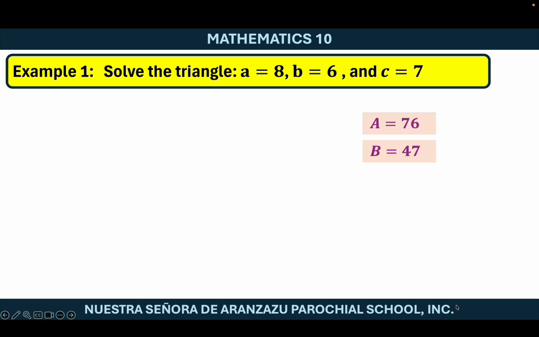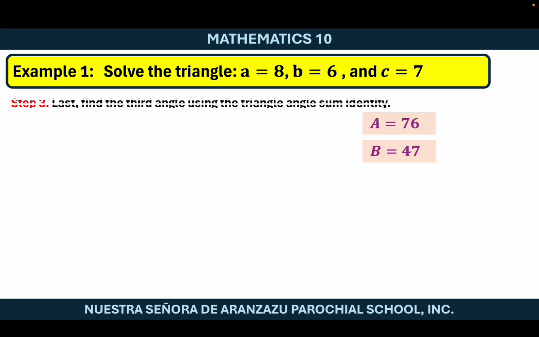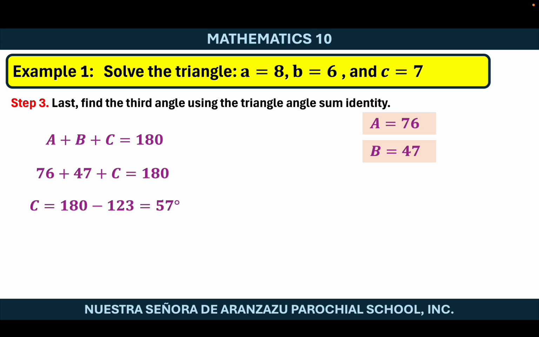Next, the last step for angle C. Wag na kayong mag-law of sine or law of cosine dito. Just use the triangle angle sum identity wherein the sum of the interior angles must be equal to 180. So, let A is equal to 76. Let B is equal to 47. Yan yung sinolve natin sa step 1 and 2. Ipag-add lang yung dalawa. So, 76 plus 47, that will give us 123. And 180 minus 123, and that is 57.